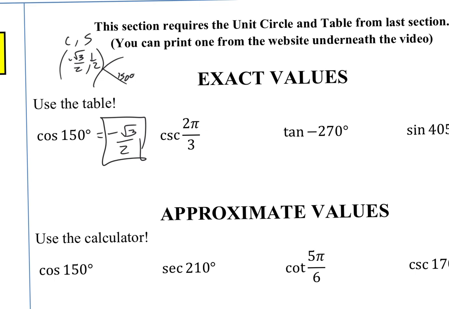All right, now they want cosecant of 2 pi thirds. Remember, important though, cosecant is the reciprocal of sine. So this is the same thing as saying 1 over sine of 2 pi thirds. Well, what is sine of 2 pi thirds? Again, look at the unit circle at 2 pi thirds. 2 pi thirds is the same thing as 120 degrees. Hopefully you see it there. And the sine value, or the y value of the coordinate, is positive square root 3 over 2.